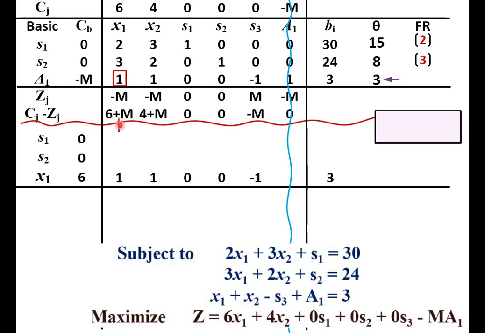Listen carefully, first the formula. New value is equal to old value minus fraction ratio into corresponding value from key row. So I can write over here 2 minus 2 into 1. So it will be 0. Next, if I want to write over here, then it will be 3 minus 2 into 1. So I can write over here 0, 1, and similarly you can find the remaining values.